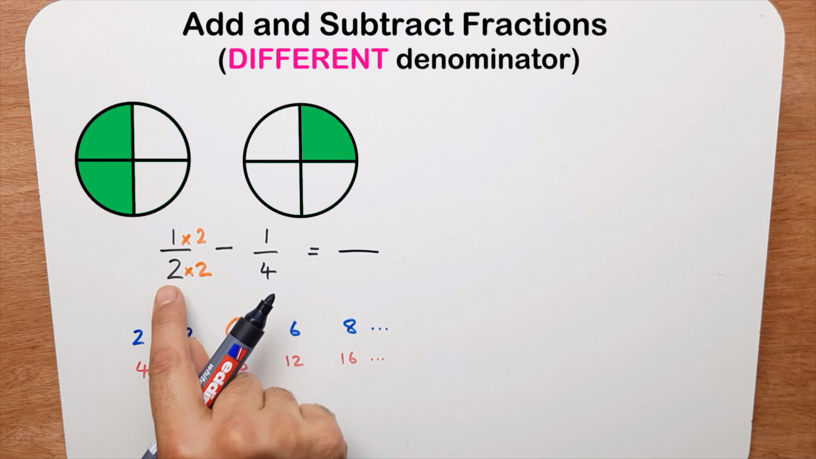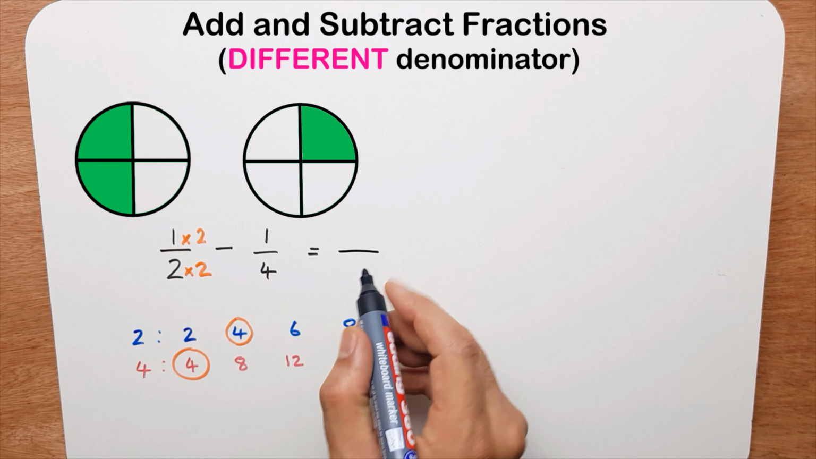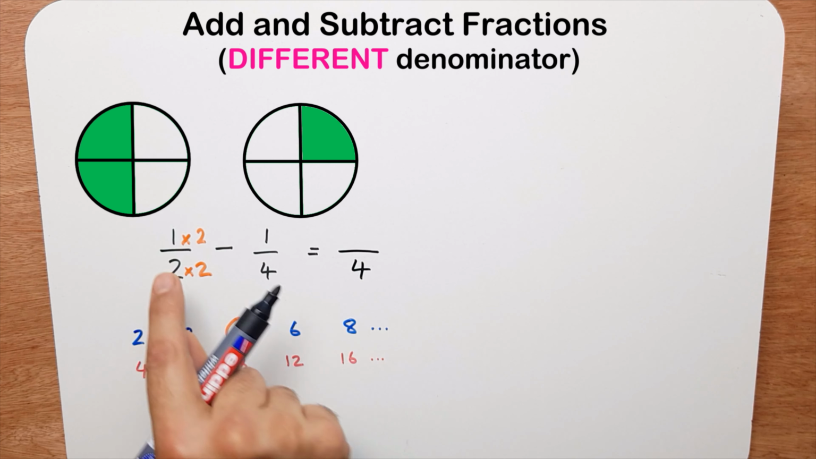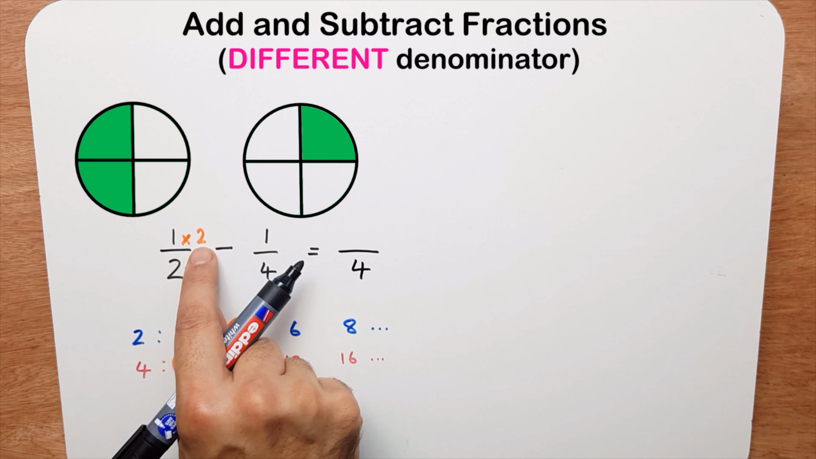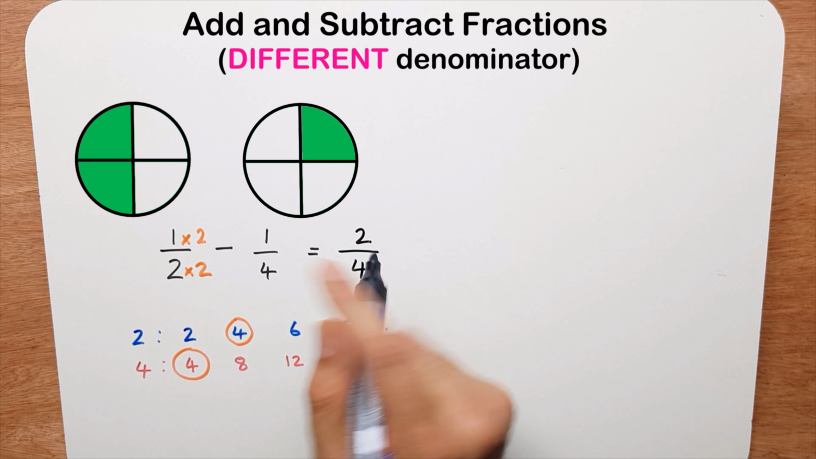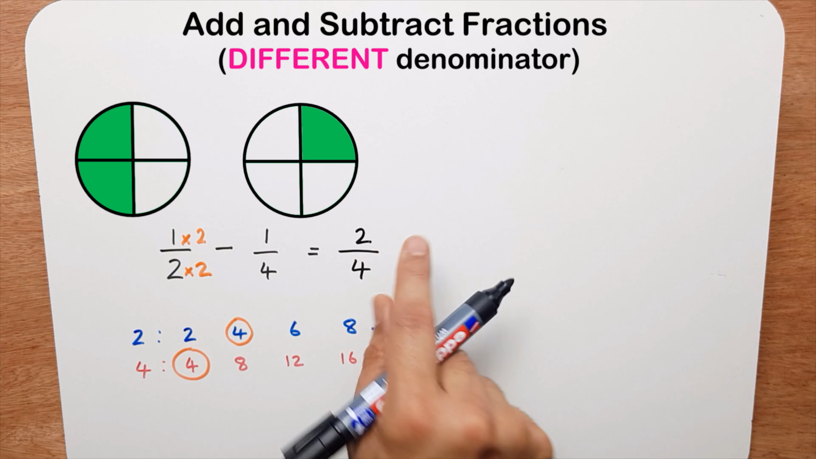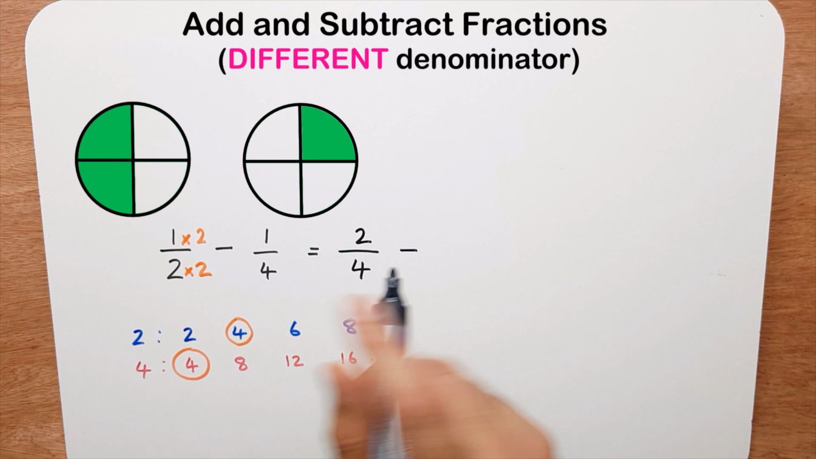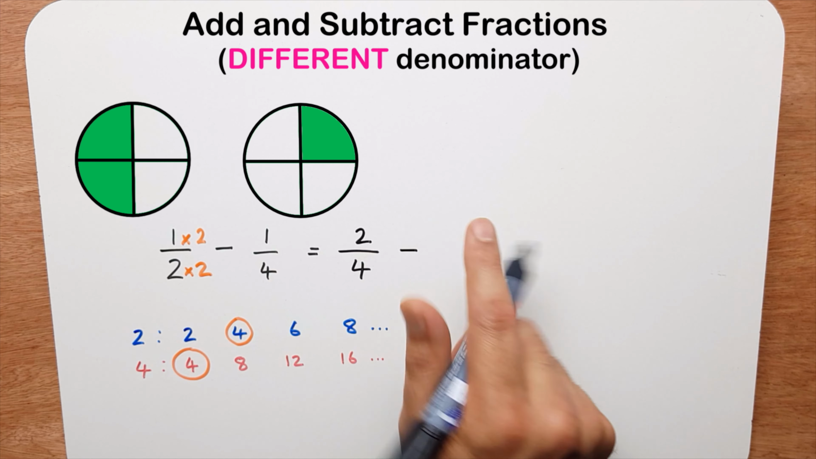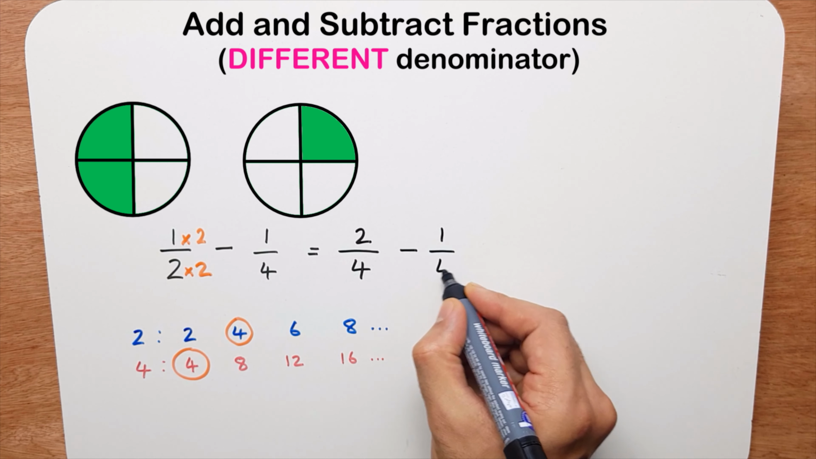Fraction line. 2 times 2 is 4. 1 times 2 is 2. Then I put this minus here. And then the second fraction can go here, 1/4.